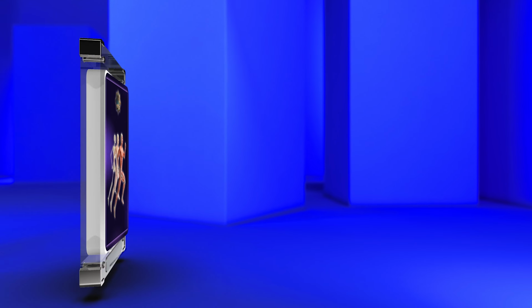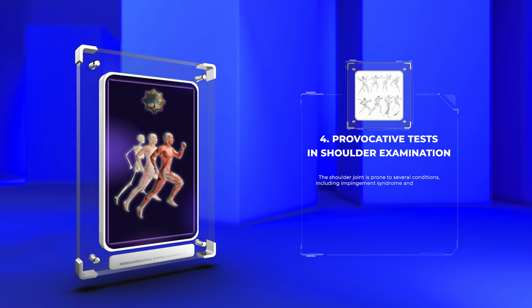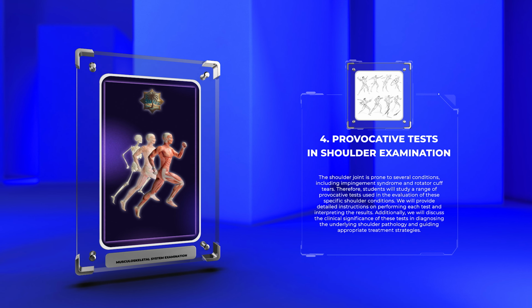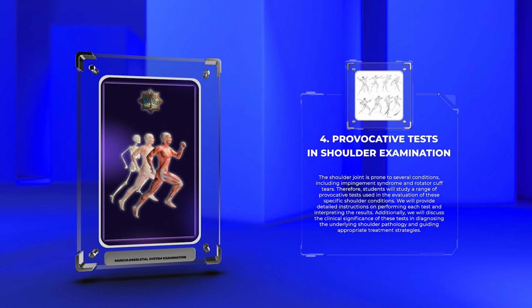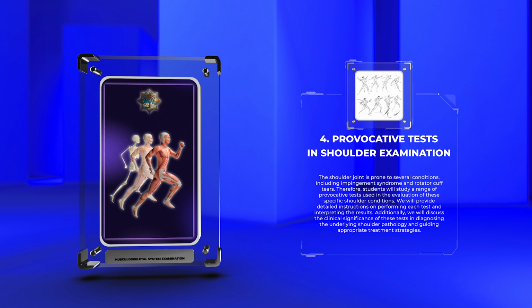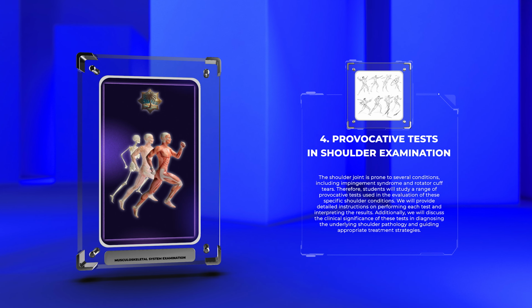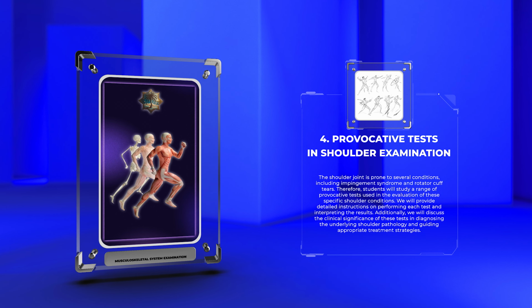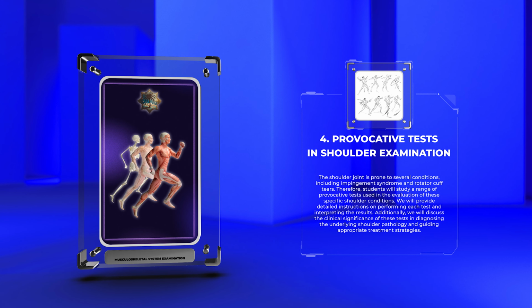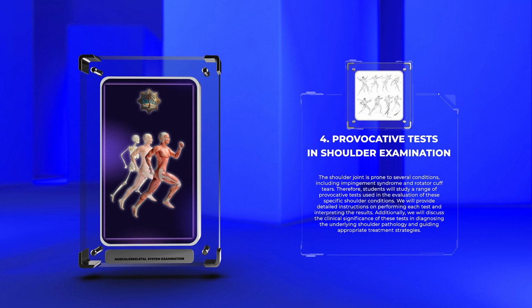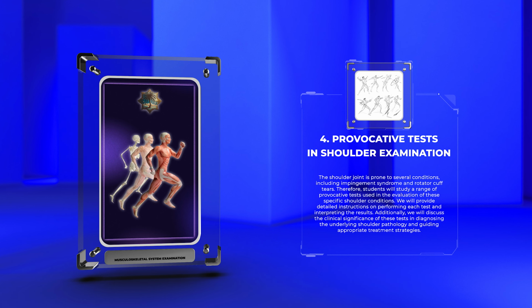The shoulder joint is prone to several conditions, including impingement syndrome and rotator cuff tears. Therefore, students will study a range of provocative tests used in the evaluation of these specific shoulder conditions. We will provide detailed instructions on performing each test and interpreting the results. Additionally, we will discuss the clinical significance of these tests in diagnosing the underlying shoulder pathology and guiding appropriate treatment strategies.